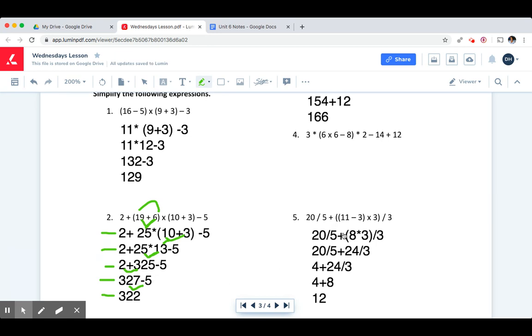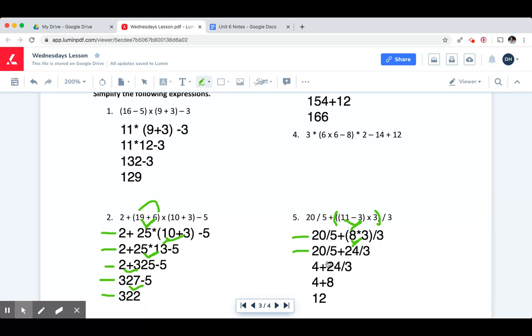For number 5, there's a set of nested parentheses. So inside of this bigger group of parentheses, I need to solve the one that is inside, which is 11 minus 3. That gets me 8. And then I rewrite everything else. Then I solve 8 times 3 because it's in parentheses and rewrite everything else.